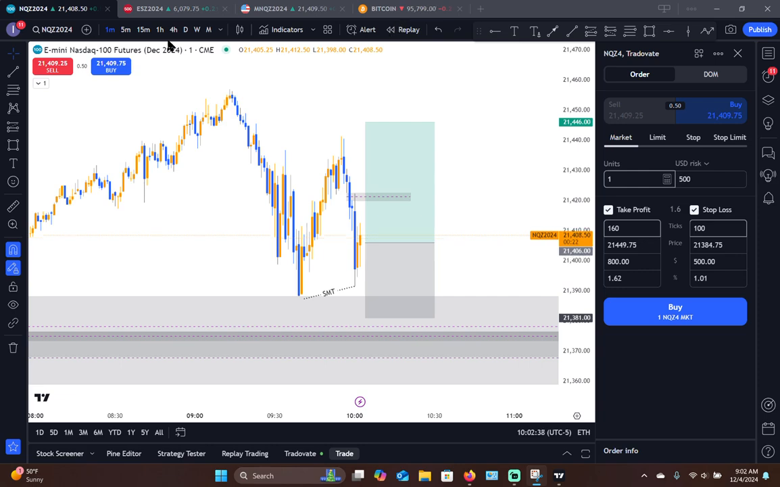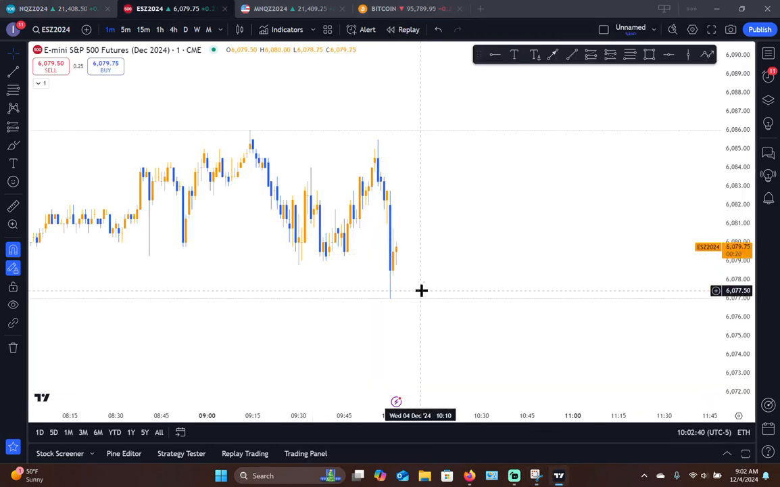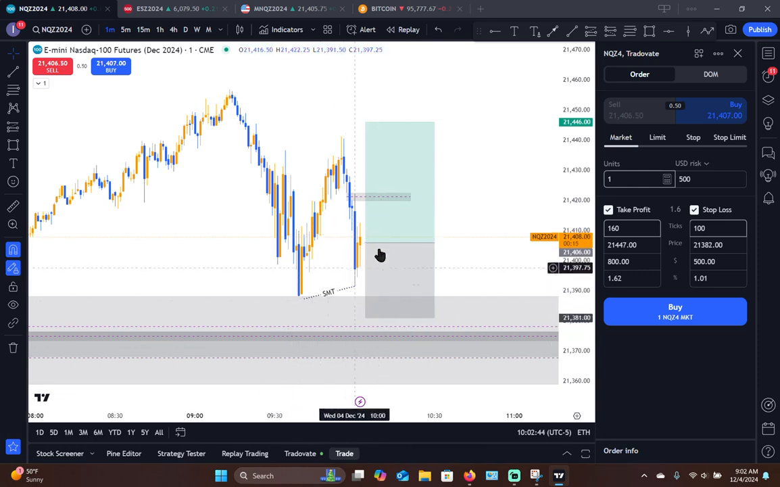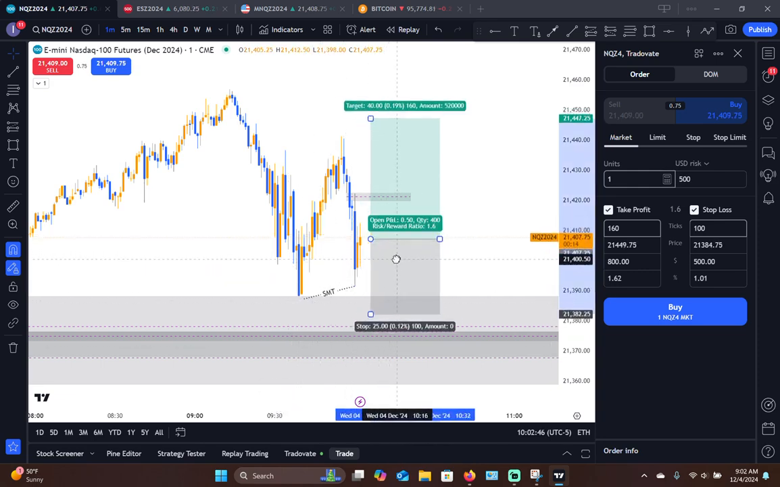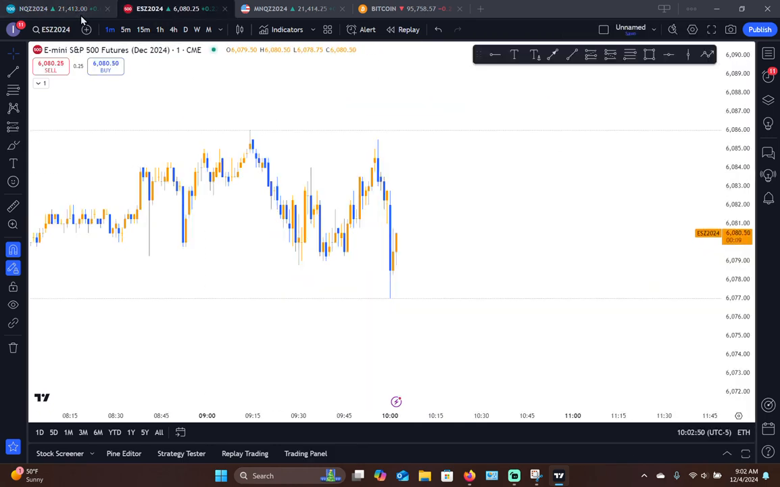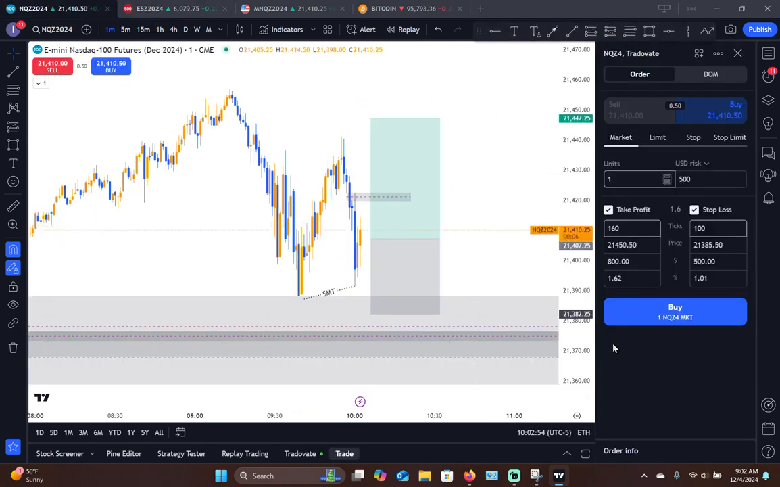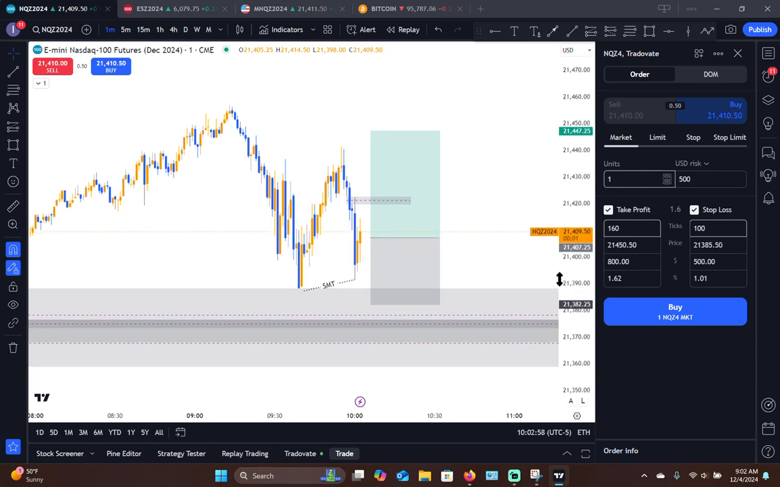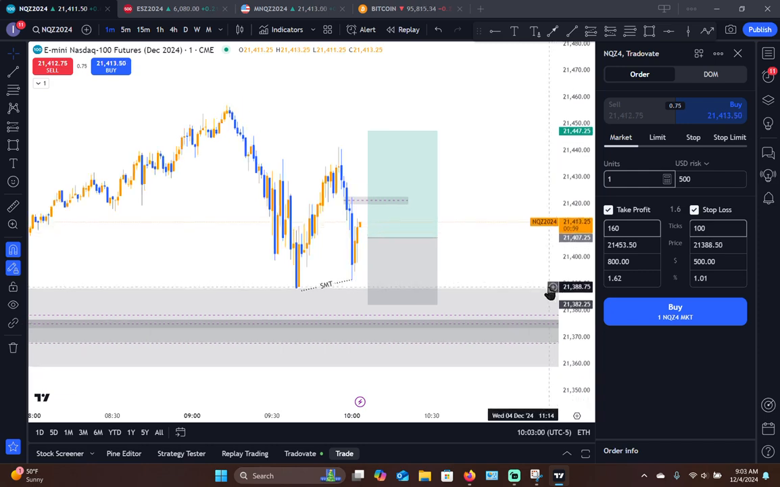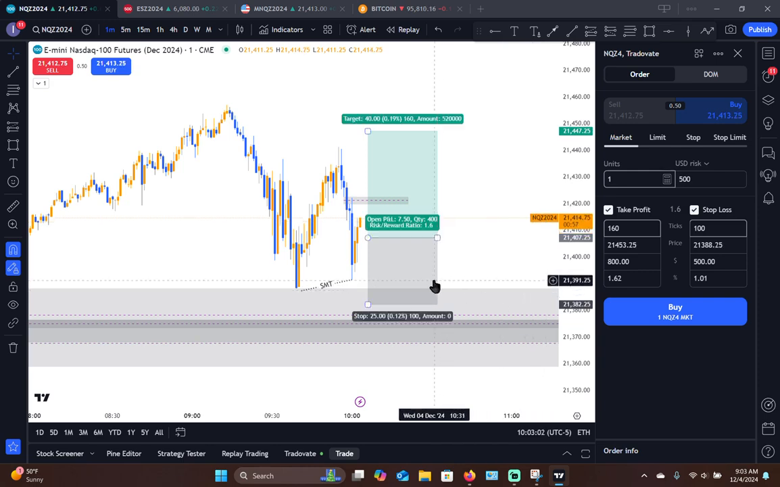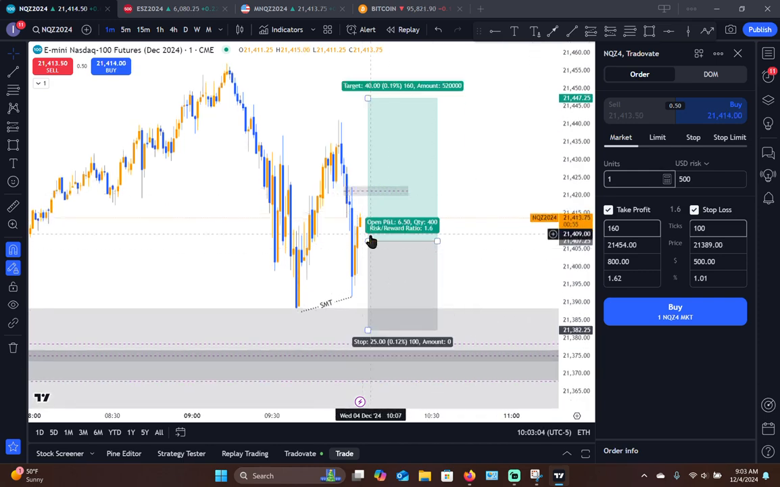Just watching price here, trying to see what it does. I like the SMT here, the SMT here, and we'll just see what price wants to do. Probably gonna jump in a trade soon. Just kind of waiting for it to confirm that it wants to go up a little bit more, or make sure it doesn't want to go down a little bit more. So once it inverts this, I'll most likely jump in.